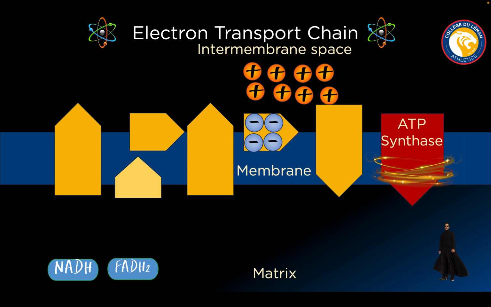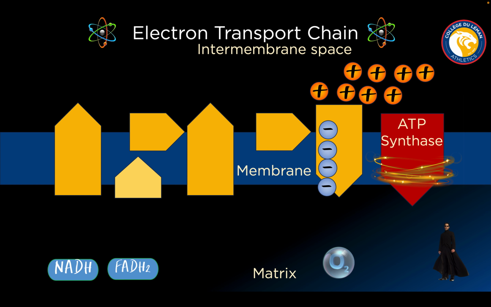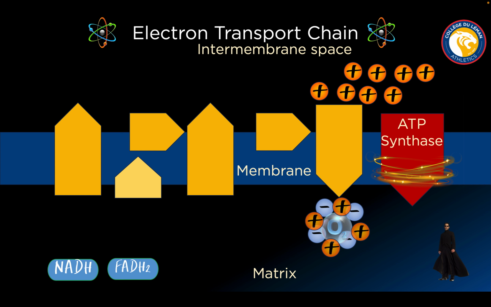We're going to put them back into this pump, but this pump's going the other way. We want to get rid of those electrons now. How do we do that? We take an oxygen that we've breathed in and we offer that up. That oxygen is then going to take those electrons and it's going to take some protons.